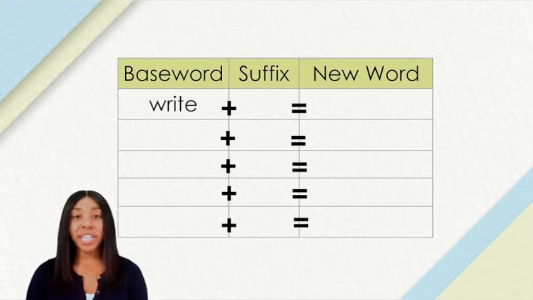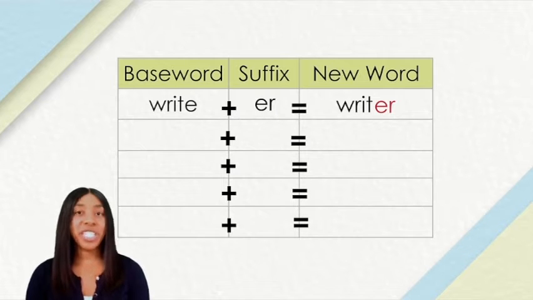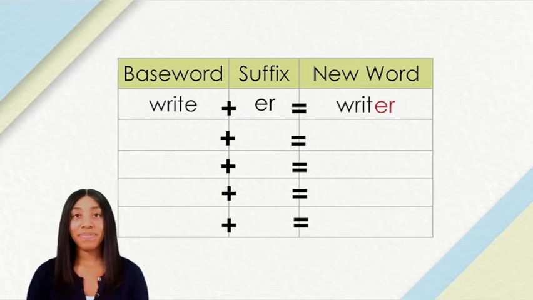Our first base word is right. We are going to add the suffix er. When we put these parts together, what new word do we have? Writer. How did the base word change in writer? The E was dropped when we added the suffix er. Go ahead and write down the word writer.